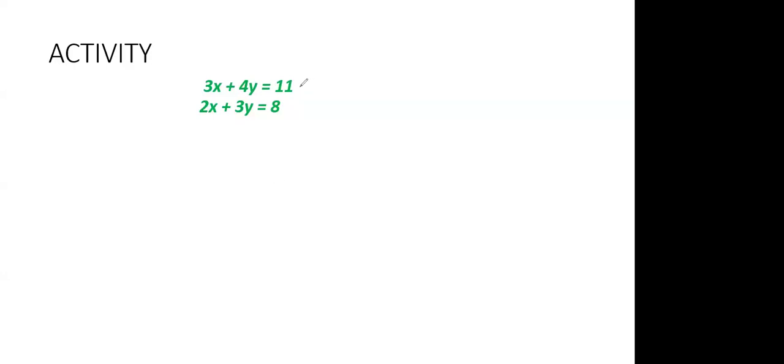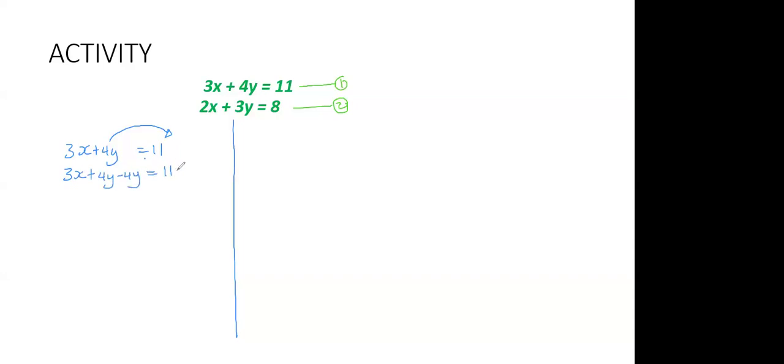Now, I'm going to label this as my first equation, and this as my second equation. After labeling them, I may need a lot of workspace. The first one I'll have is 3x plus 4y is equal to 11. Since we want x, I remove this 4y, I take it this side. So I will say 3x plus 4y minus 4y will equal to 11 minus 4y.